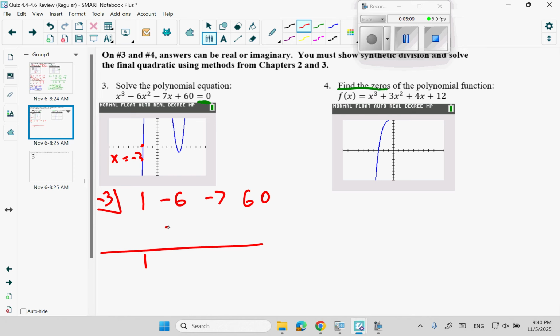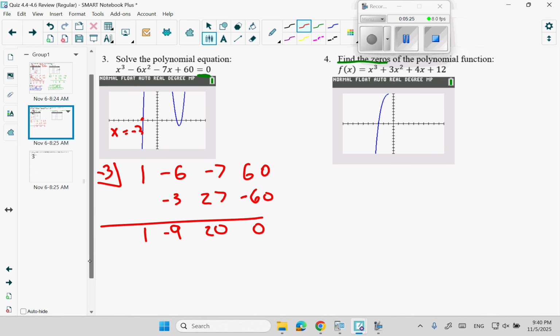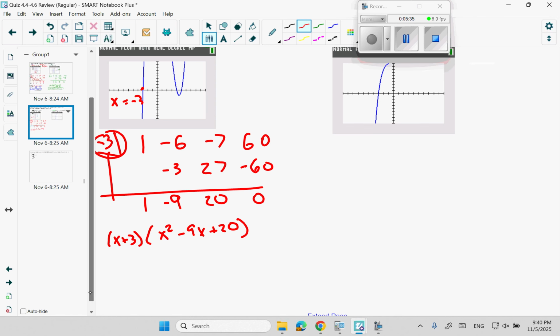Negative 3 times 1 is negative 3. Add those together, we're going to get negative 9. Negative 3 times negative 9 is positive 27. Negative 27 plus 27 is positive 20. Negative 60 plus 60 is 0. So I get x squared minus 9x plus 20. Bring this negative 3 down, flip the sign, so x plus 3.